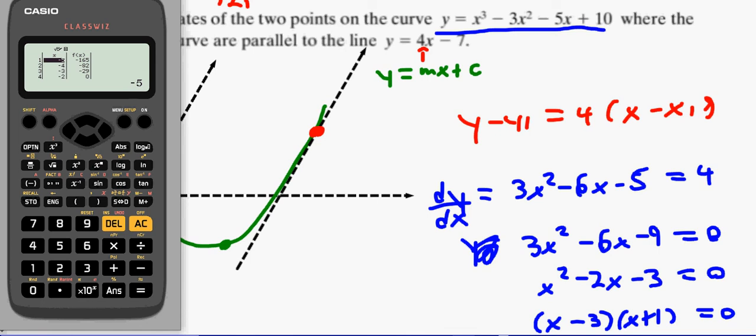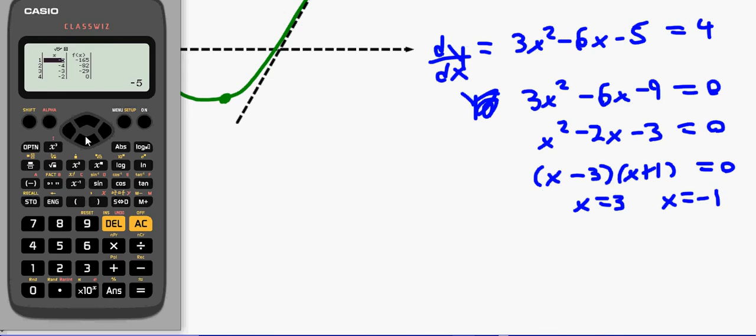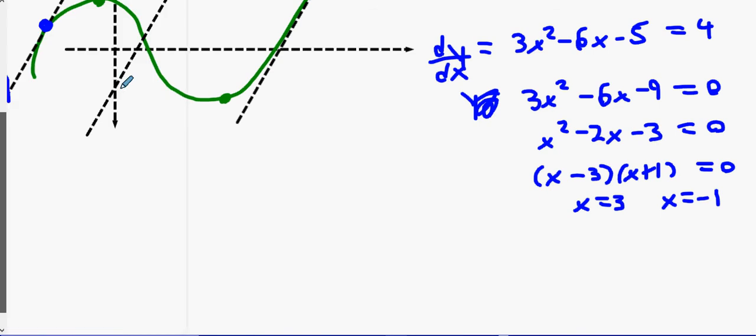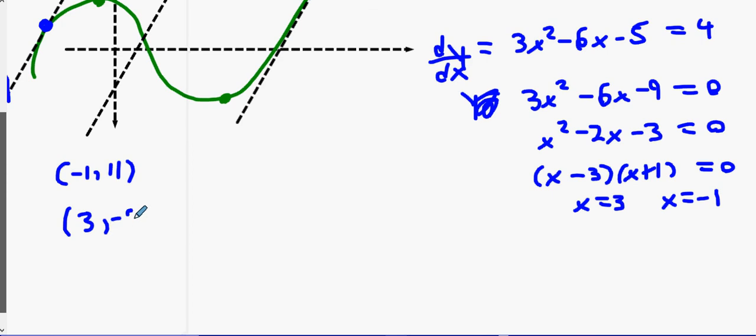Now look at the numbers we're looking at. We're looking for 3 and minus 1, aren't we? So just go through here. Minus 1, 11, anybody? Who got minus 1, 11? Right. And then the other one would be 3, minus 5. You got those two answers?